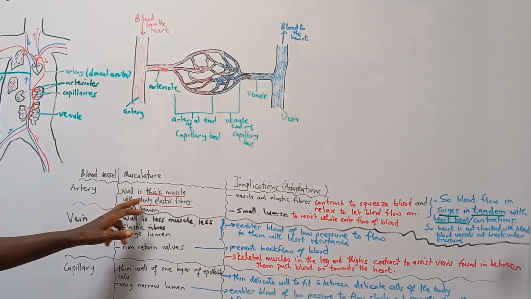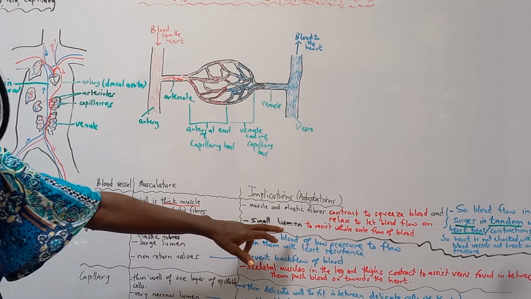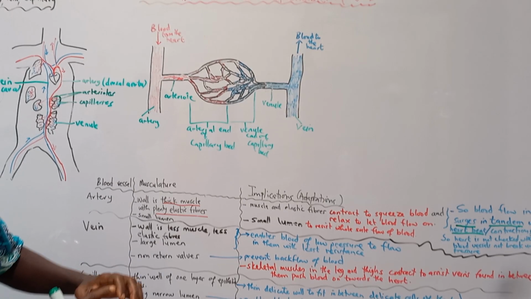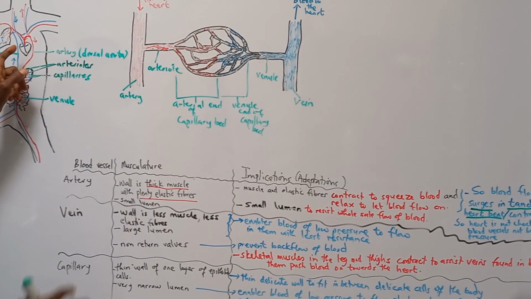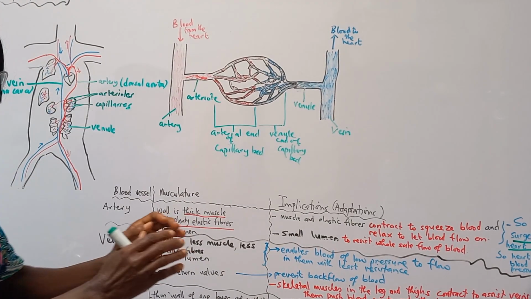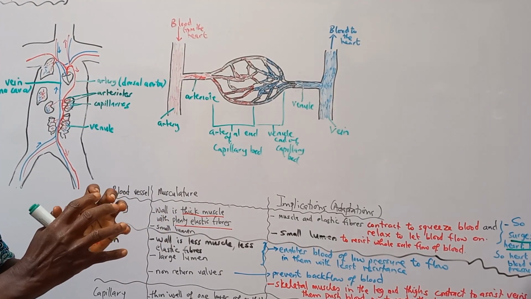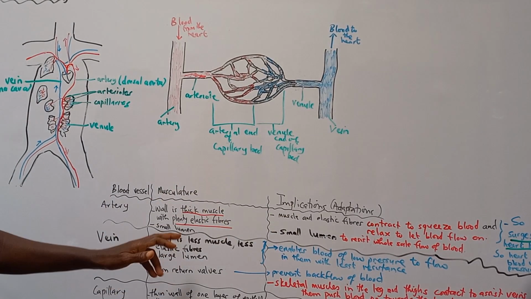Very neat adaptation here. The arteries also have a small lumen. The small lumen will resist wholesale flow of blood. If blood is flowing and the lumen is large, blood will flow in. But if the lumen is small, it resists how much blood is pumped on. And that is what happens.